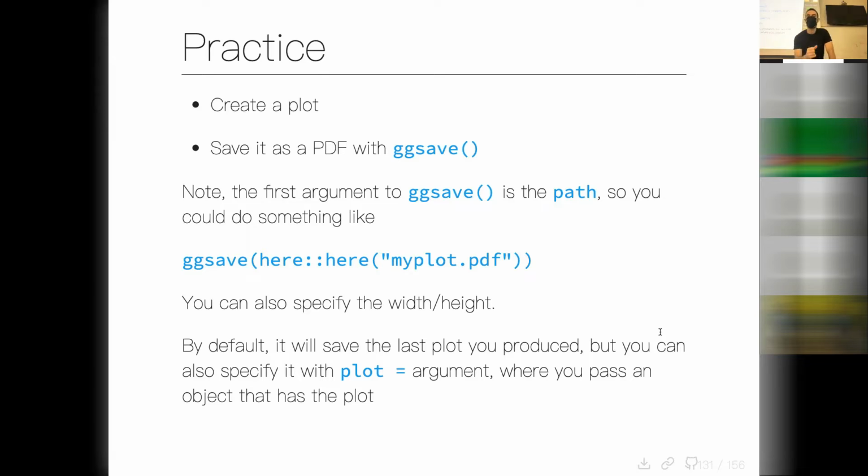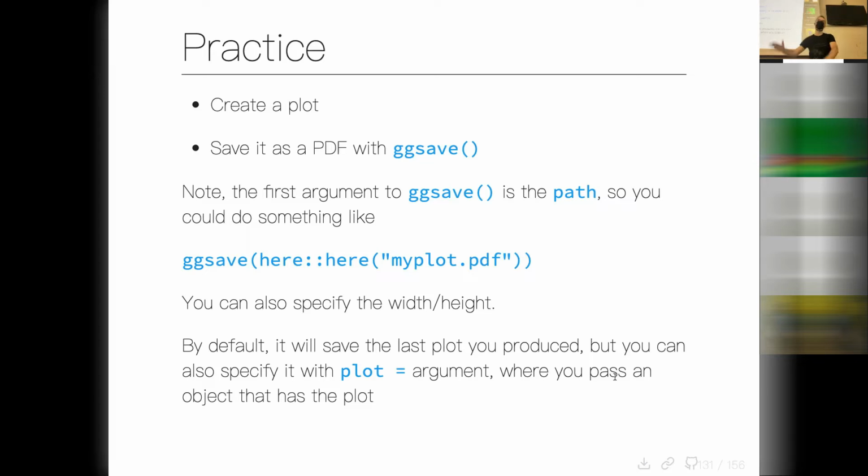So the first argument to ggSave is actually the path where you want to save it, okay? So for me, I tend to set up my R projects where the R project is the root directory. I usually have a data folder, a scripts folder, and a plots folder, right? So I would say ggSave, and then I'd say here, plots, myfig.pdf, okay? So this is exactly what I'm talking about here. Saying here, myplot.pdf, that would just save it to your root directory, wherever that is, okay?